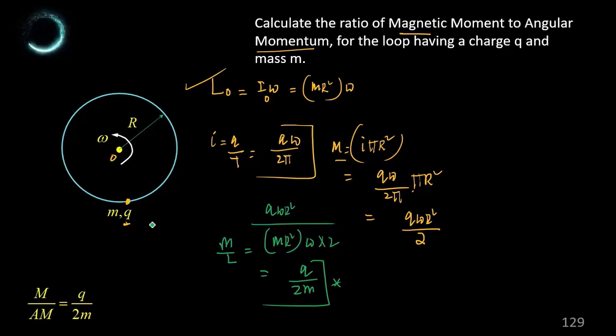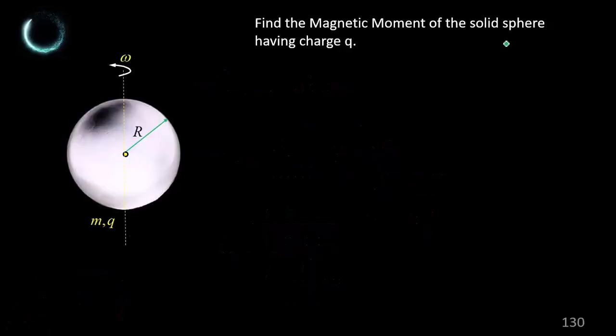That is quite an important result to calculate the magnetic moment for any arbitrary geometry, provided for that geometry you can calculate the angular momentum. The ratio of magnetic moment to angular momentum is Q by 2M. We can apply this to, let us say, a solid sphere. For a solid sphere having a charge of Q, it is difficult to calculate the magnetic moment, but I can apply this concept. M by L ratio is equal to Q by 2M. Charge is Q, mass is M.